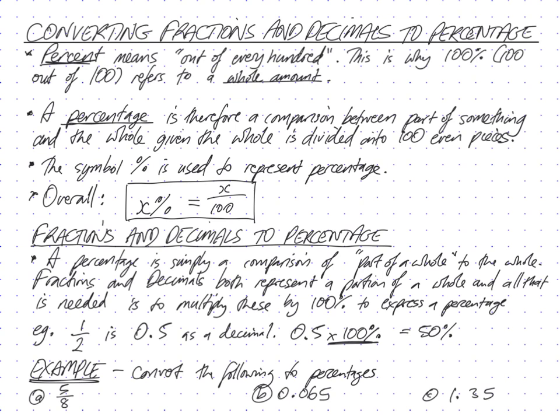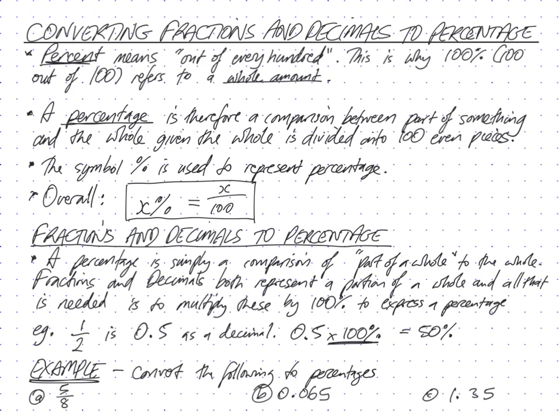So a percentage is therefore a comparison between part of something and the whole, given that the whole is divided into 100 even pieces. So with percent, that cent part, I don't know, it's from an old language word that means 100. 100 is going to come up constantly when you're talking about percent. The symbol, that diagonal line with two circles above and below it, is used to represent percentage, and overall, X% of something means X out of 100.